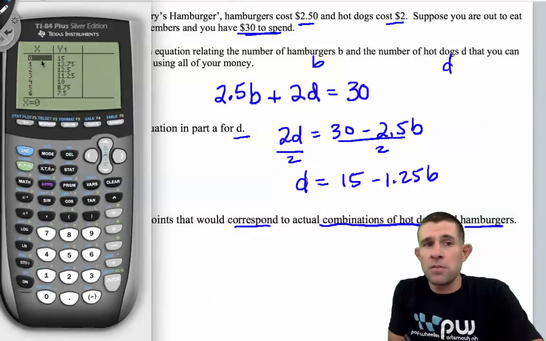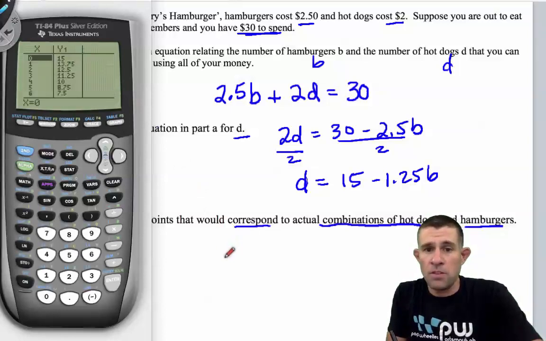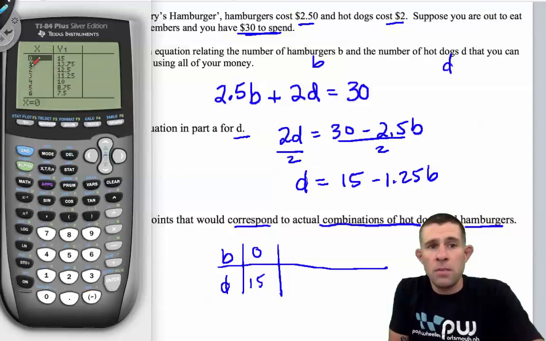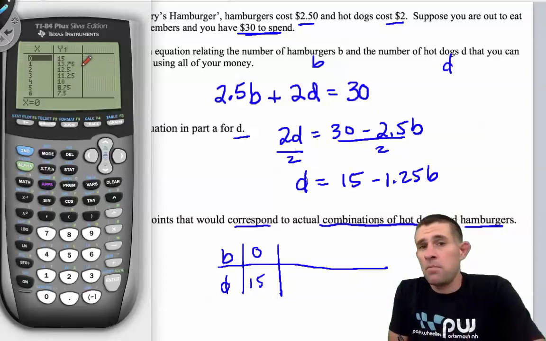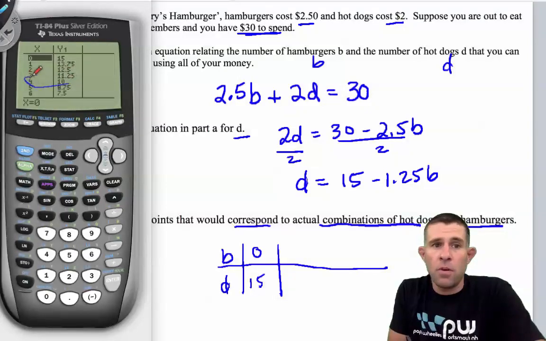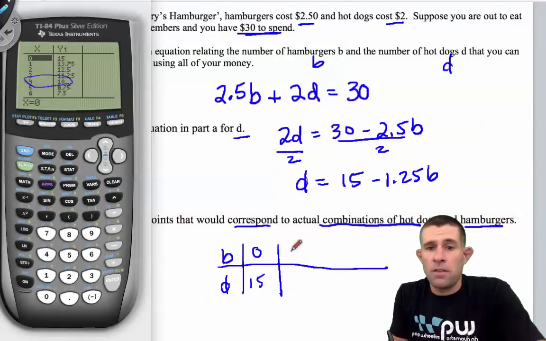So let's take a look at this first one here. This first one says I could purchase 0 hamburgers and get 15 hot dogs. So that's a possible combination. I will put B here for burgers and D here for dogs. So if I go 0 burgers, I could get 15 hot dogs. Now the next one the table says 1 and 13.75. This is not an actual outcome because I can't buy 3/4 of a hot dog. So I'm only looking for the whole number combinations. The next one in my list is 4, 10. So I could buy 4 burgers and 10 dogs.